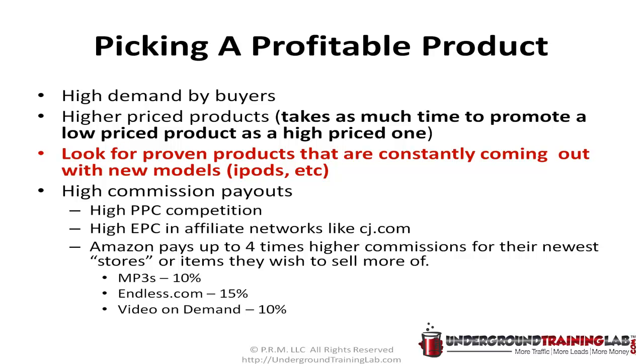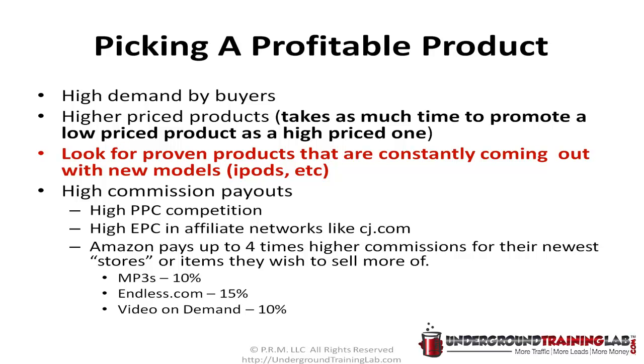You want to look for proven products that are constantly coming out with new models. For example, iPods. Everybody owns more than one iPod. The new iPod comes out with a new fancy technique, new cameras, new video playback features, new memory capacities, new colors. As long as they keep coming out with new models, you know that's already a proven product and you know that people are going to want to upgrade. So that's a way to find something that you know is going to be a big hit.